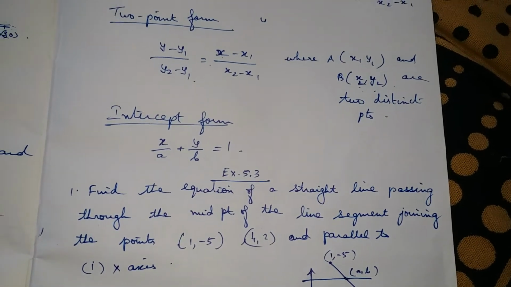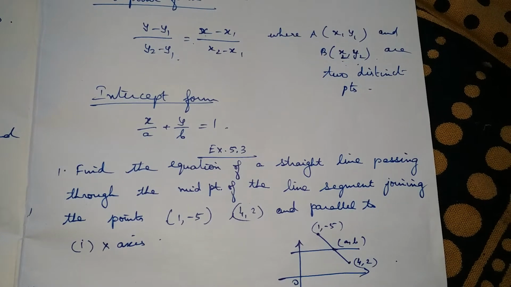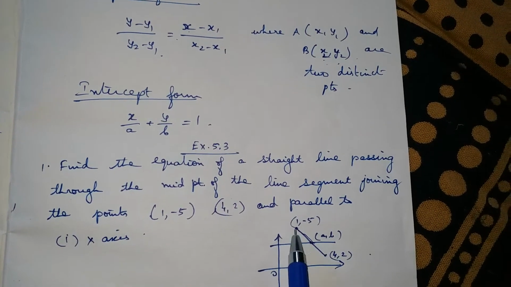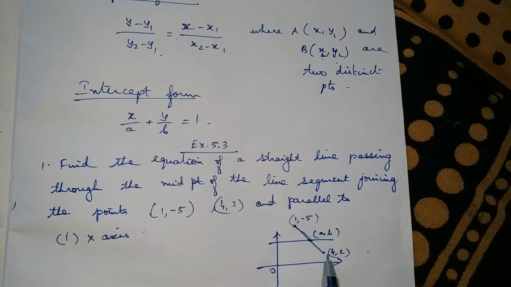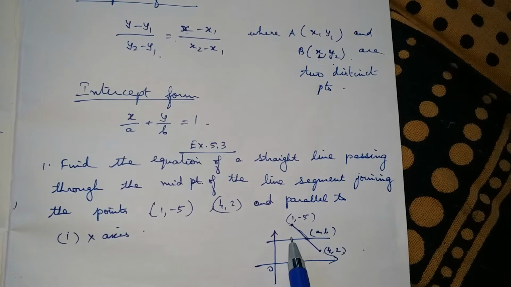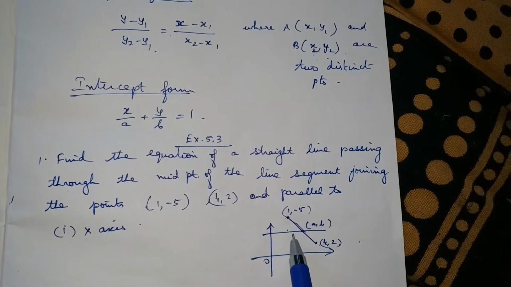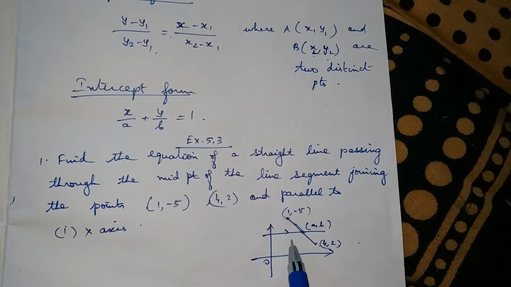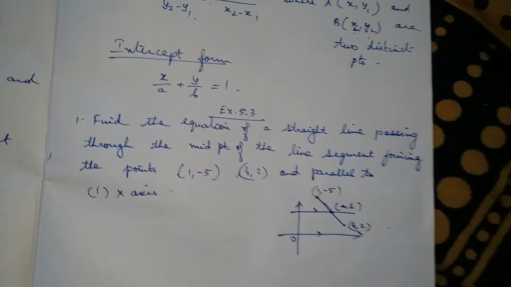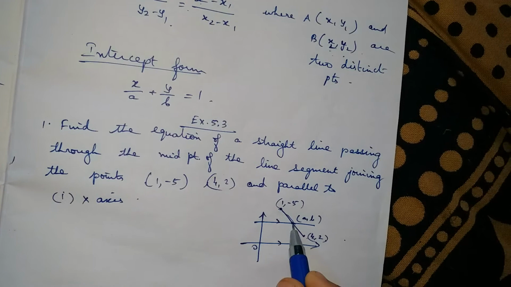Find the equation of the straight line passing through the midpoint of the line segment joining the points 1 comma minus 1 and 4 comma 2, and parallel to the x axis. So this is the line you are going to consider, and it is parallel to the x axis. Your diagram will not be given, so you can draw a diagram yourself. Find the equation of the straight line passing through the midpoint.